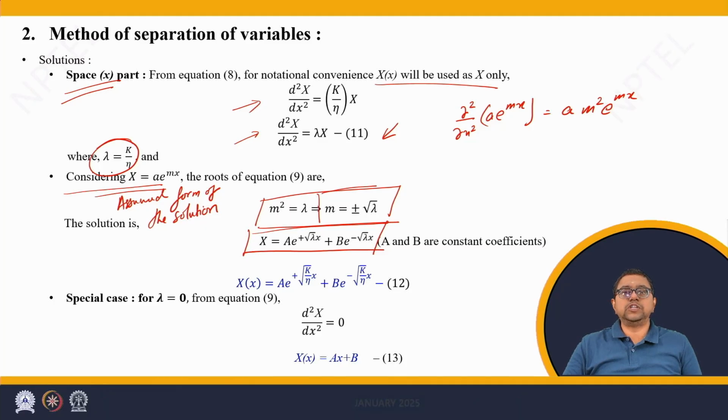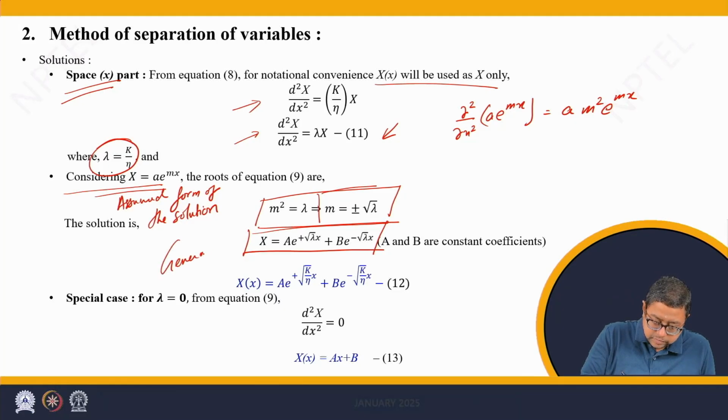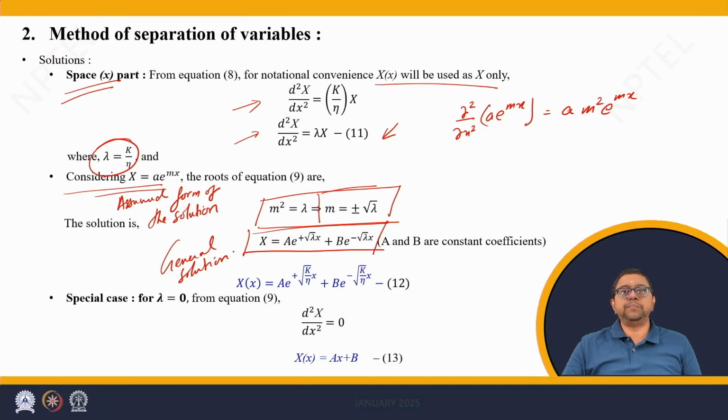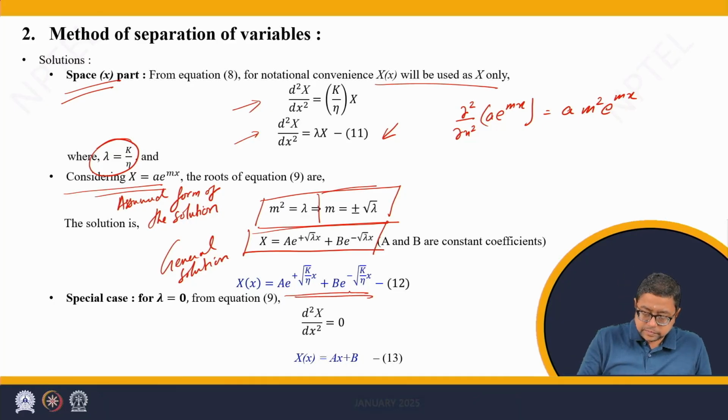Nevertheless, we have X equals A e to the power plus root over lambda x and B e to the power minus root over lambda x as the superposition of two solutions. This is the general solution. Here A and B are constant coefficients. So we have X equals A e to the power plus or minus root over of k by eta x. These are the two components of the general solution in space.